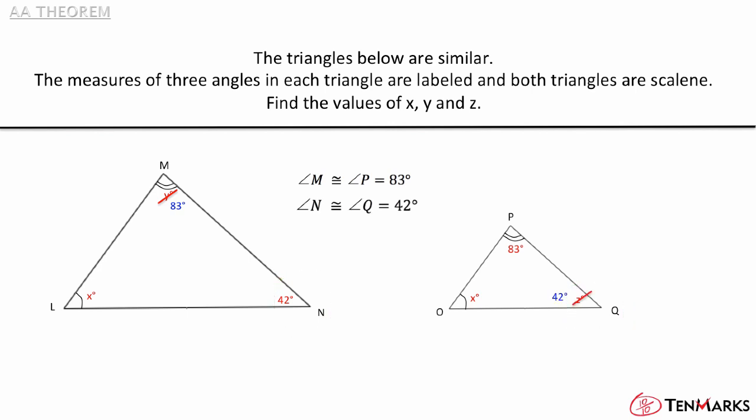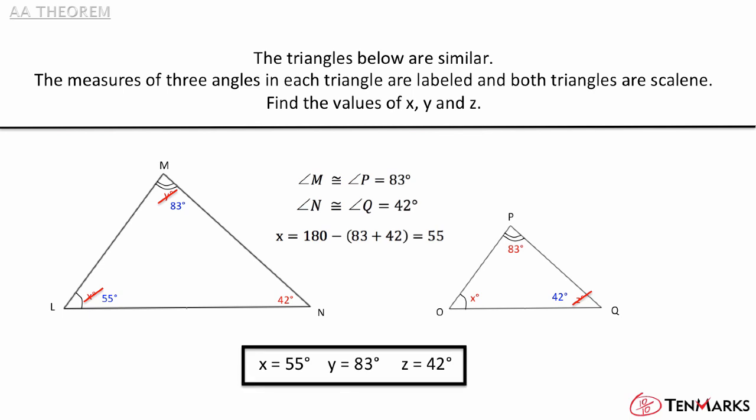Since x is the only missing angle in the triangle, you can find it by subtracting the sum of the other two angles from 180. So x is equal to 55 degrees. And now you have all three angle measures. Okay, let's try one last problem.